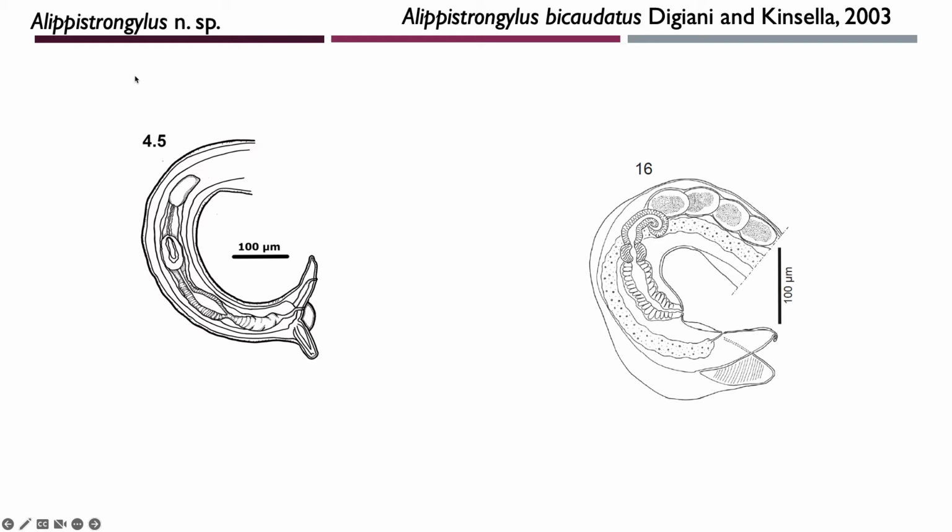This denotes that this is tail. Here's the post-anal tail. But then we have this structure right here. So it's known as the cuticular caudal appendage. I think of it as a pseudotail. This is just all cuticle.